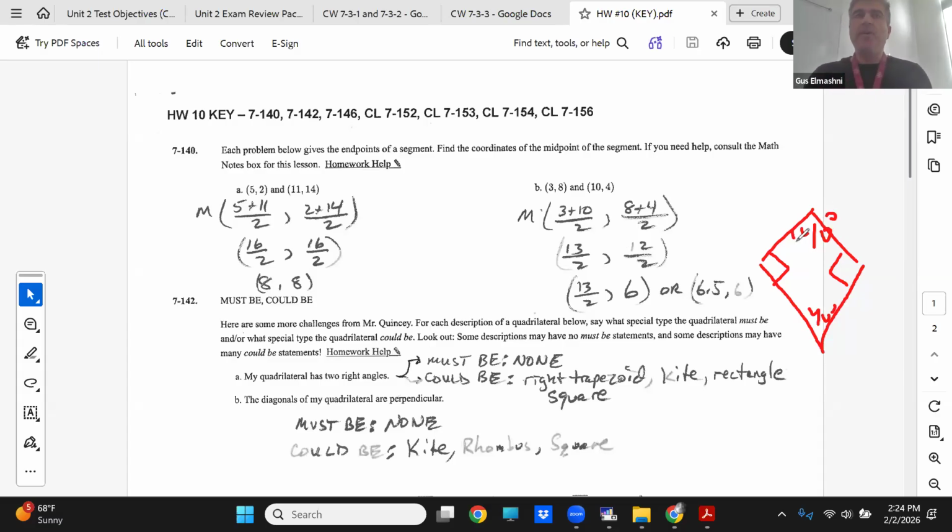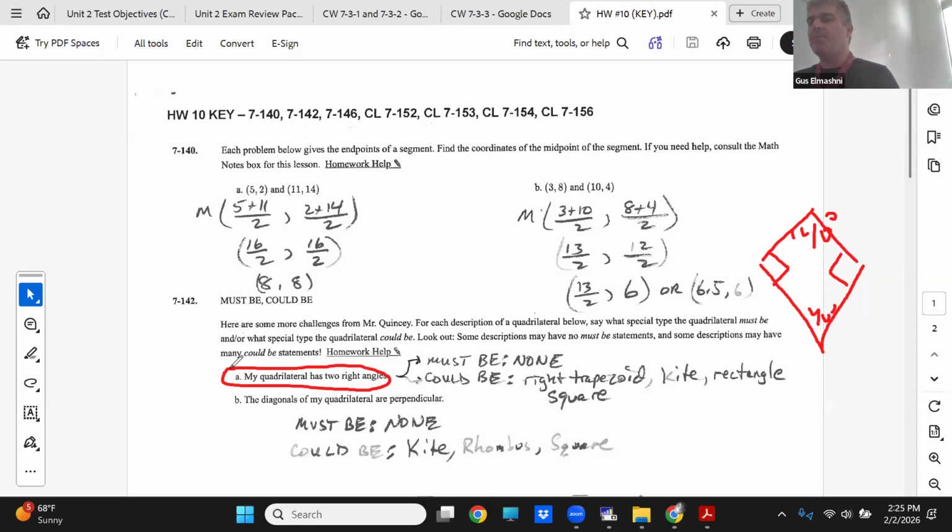A right trapezoid. So just this statement alone, does it lead us to say that it has to be the shape 100% guaranteed? Not really, right? If I said exactly two right angles, then of course it's not a square. Of course it's not a rectangle. It might be a kite, but right trapezoid would make sense, right? If I had the word exactly.